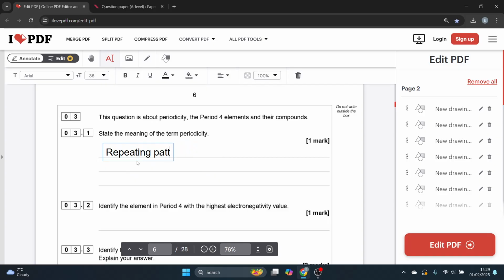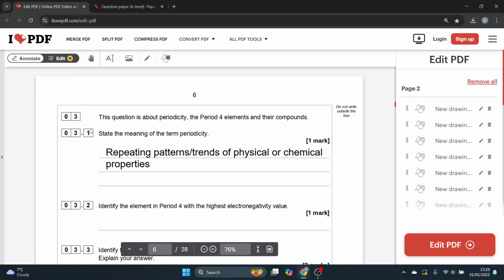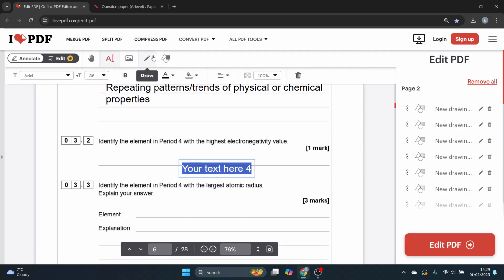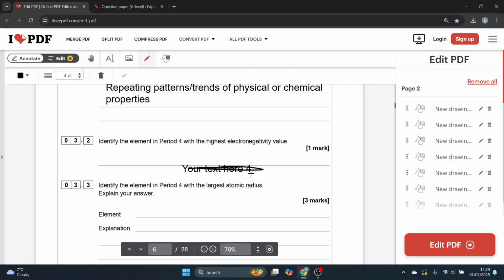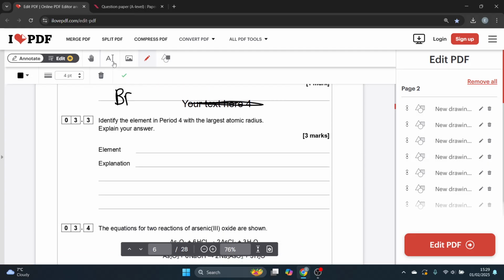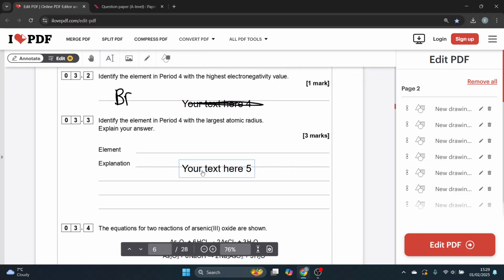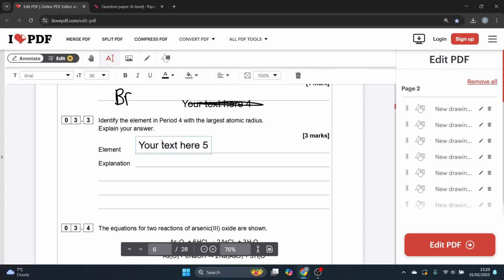Repeating patterns slash trends of physical chemical properties. Identify the element in period 4 with the highest electronegativity value. So it's going to be bromine. Identify the element in period 4 with the largest atomic radius. It's going to be potassium.